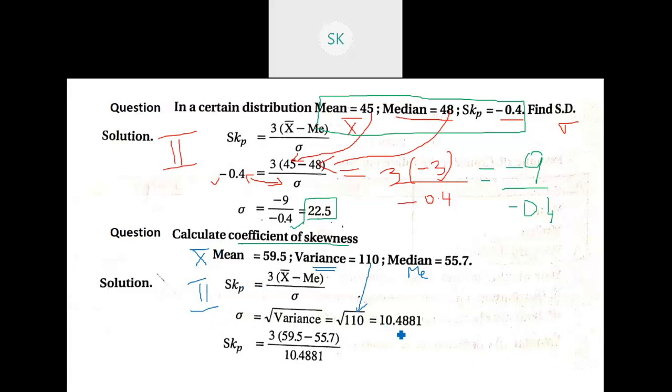Okay, now once we have all the values, let's just calculate the coefficient of skewness using the second formula. So 3 into 59.5 is x bar minus median 55.7 divided by standard deviation 10.4881. So when you simplify this, you are supposed to get the total answer. So you will have to calculate and say me what is the skewness answer here. Can you all give me the answer for this? Calculate this expression and say me what is the skewness value.